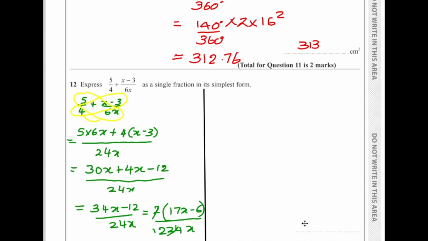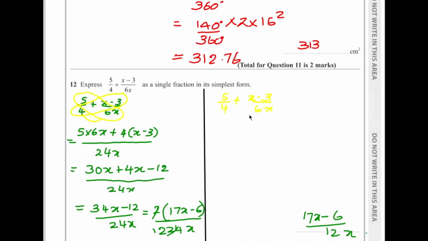Then the answer comes as 17x minus 6 over 12x. Let's move on to the second method. The second method is this way: 5 over 4 plus x minus 3 over 6x.